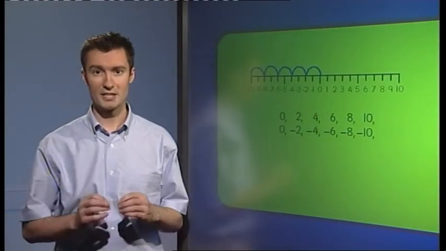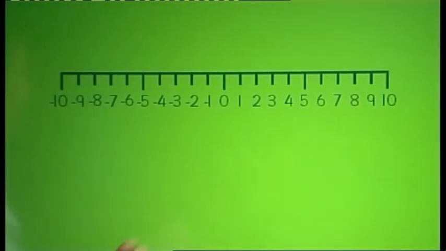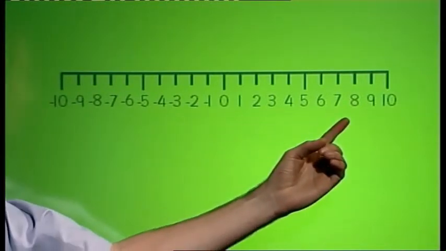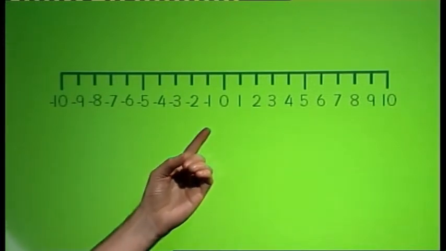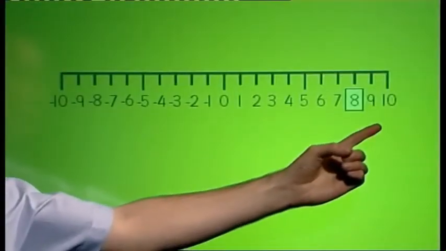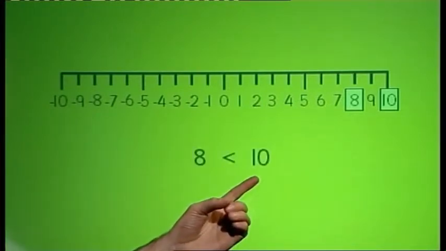So, let's get some practice in with the number line. Now you know that in this positive part of the number line, the numbers get larger as you go further to the right, and they get smaller as we go to the left. So which is worth less, 8 or 10? Well, of course, the 10 is the bigger number. So 8 is less than 10.